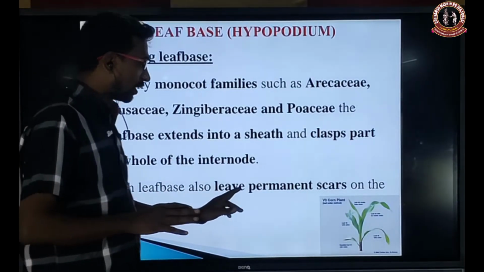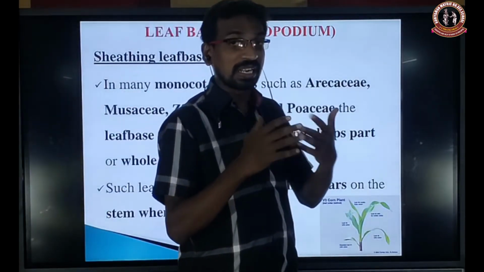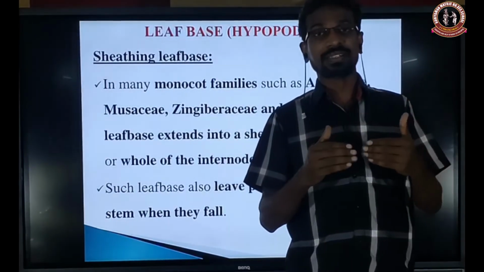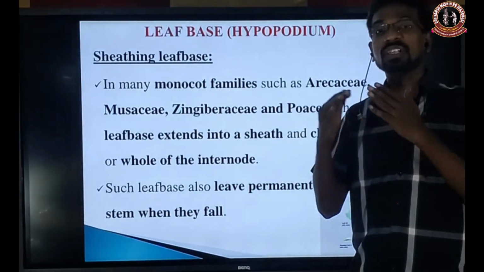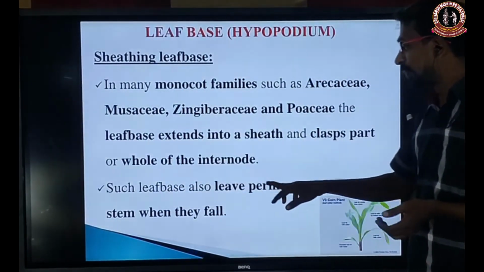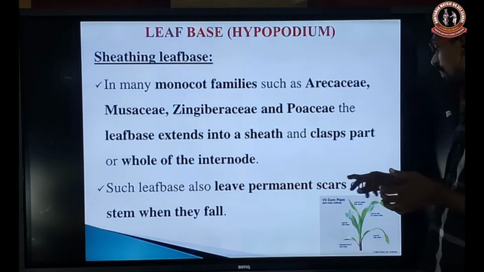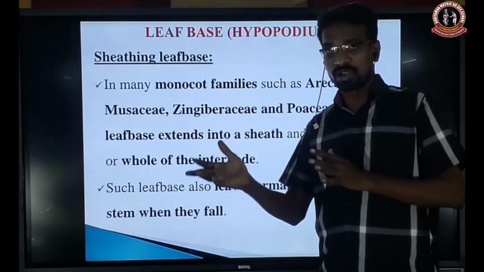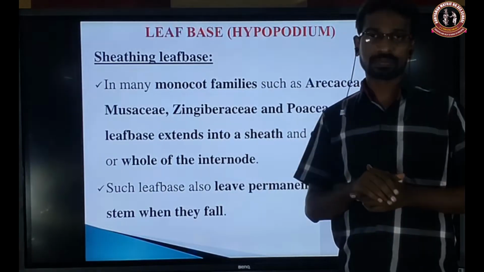Such a leaf base also leaves a permanent scar on the stem when the leaf falls off. That is very, very important. So the leaf base leaves a permanent scar on the stem when it falls off. Which one? The sheathing leaf base.